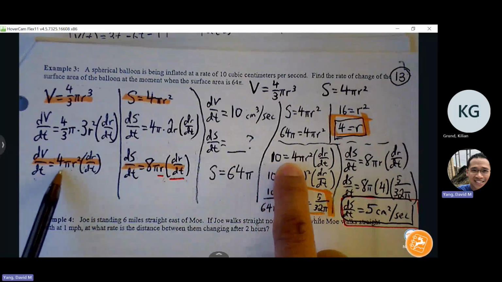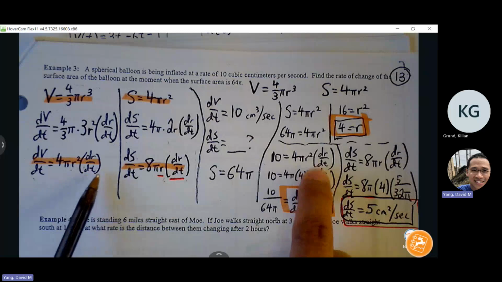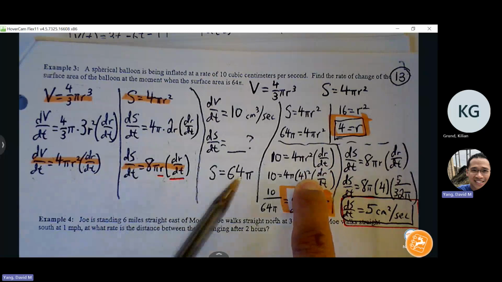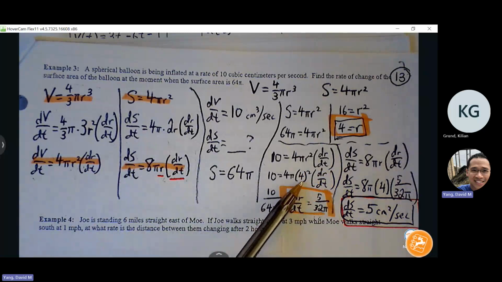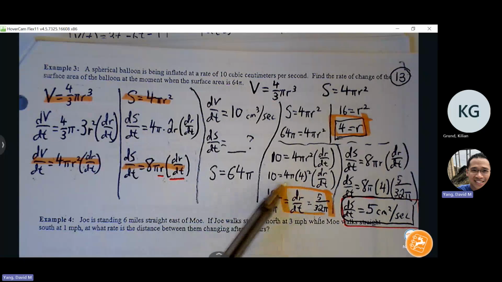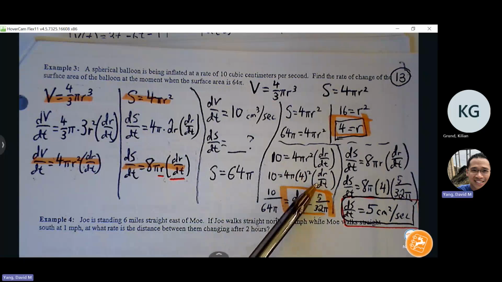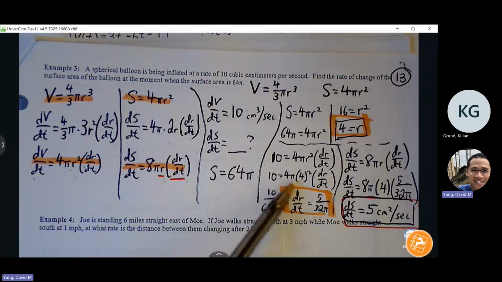So 10 equals 4 pi r squared dr/dt. We just found R is 4, so we put that in to our dV/dt equation as well. So now the only variable left is dr/dt. Divide this to the left. This is 64 pi, so 10 over 64 pi can reduce to be 5 over 32 pi.